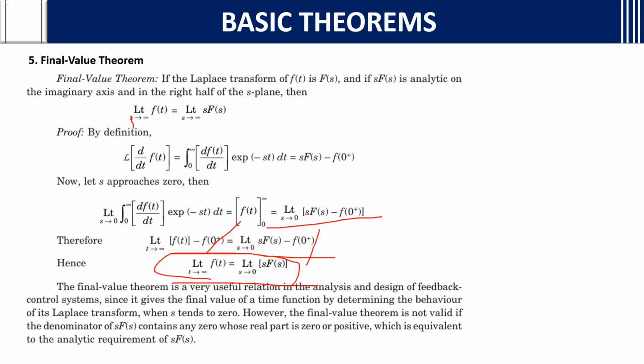Actually, this is not s, this is t. Just make a correction here: it should be t. This is the frequency domain and this is the time domain. In the time domain it is t. So for the final value theorem, t tends to infinity in the time domain, and s tends to 0 in the frequency domain. Keep that in mind. So finally we have proved the final value theorem also. Now we will see some problems on these basic theorems.